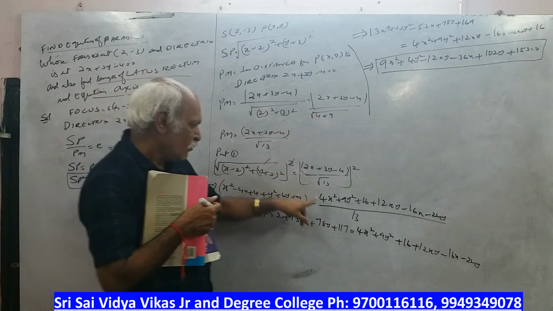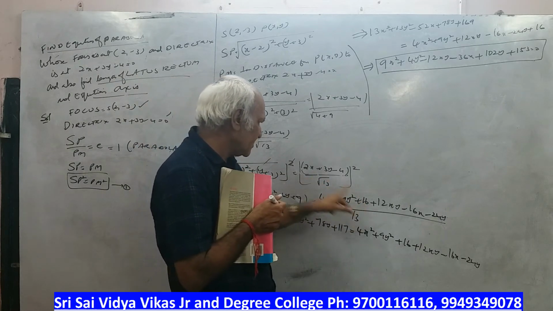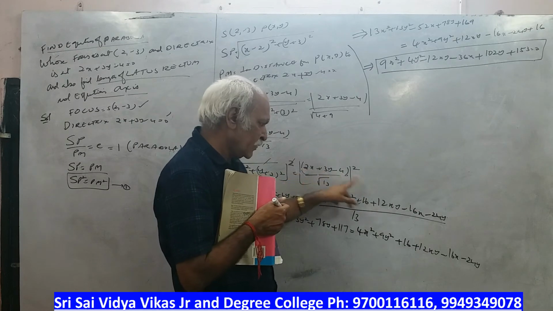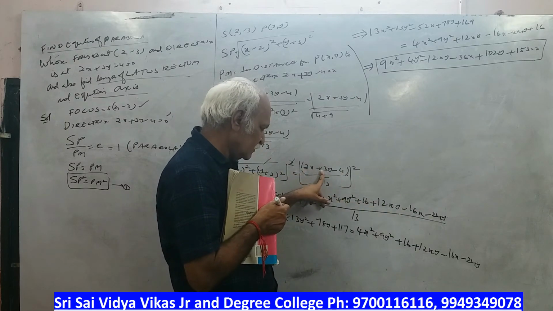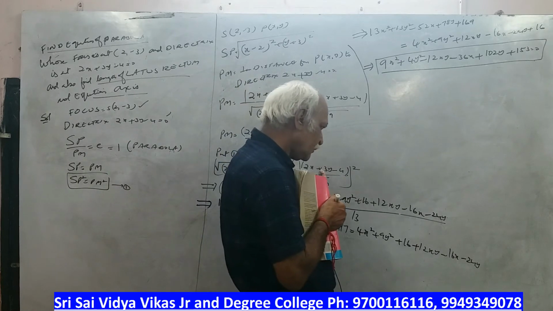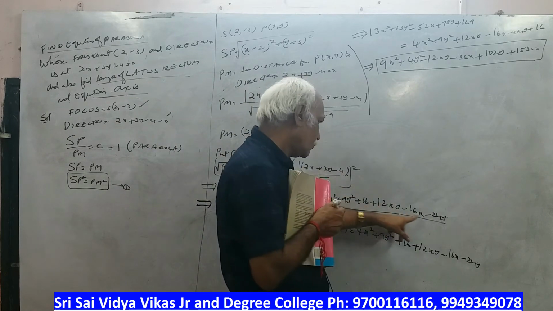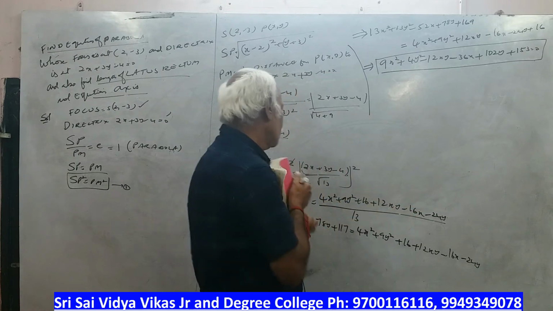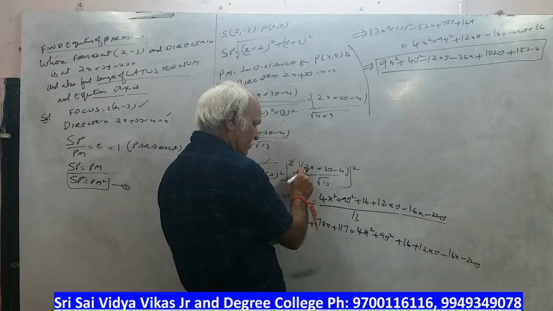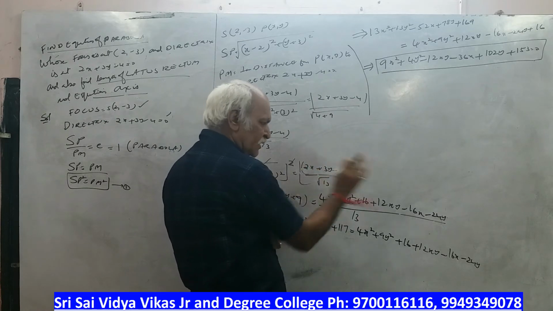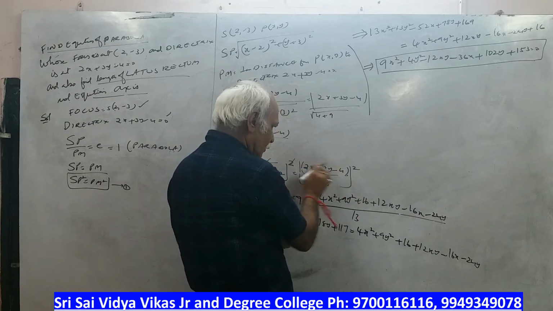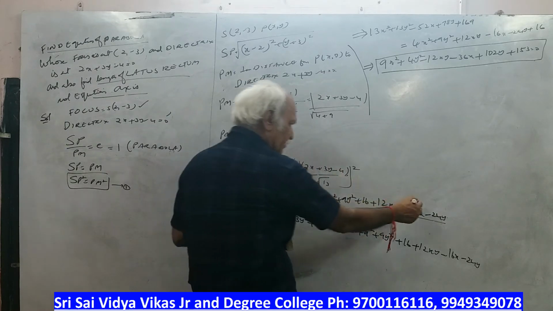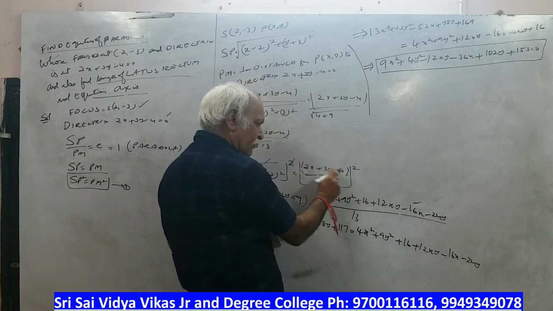Then expansion, 4x square plus 9y square plus 16. 2 into 2, 4, 4 3s are 12xy. 2 into 2, 4, 4 into 4 is 16. Then 2 into 3, 6, 6 into 4, 24y. Then last one, 2 into 4, 8, 8 into 2 is 16. So a square plus b square plus c square plus 2ab plus 2bc plus 2ca. So we got everything, sir. 2 into 8 is 16, 8 into 2 is 16, we got. Then 3 into 4 is 12, 12 into 2 is 24.